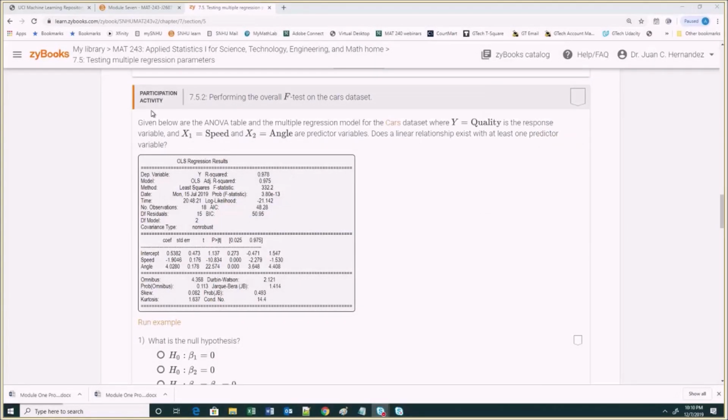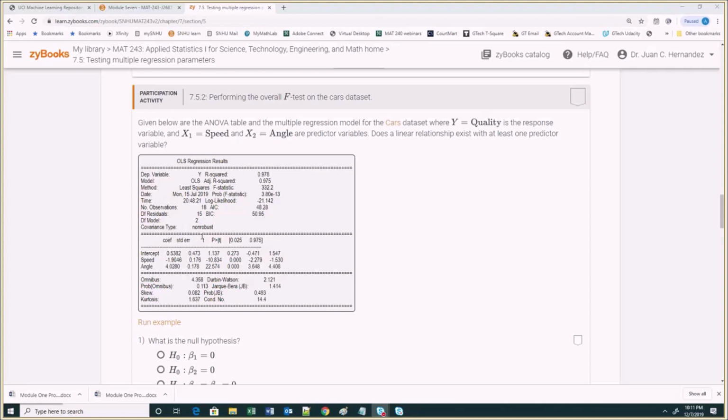So let's do this participation activity 7.5.2. In this case, we have a model for the cars dataset where y is the quality, which is the response variable, and x1 is the speed, and x2 is the angle. Those are the predictor variables. The question is: is there a linear relationship with at least one of the predictor variables? Well, we have this output given.